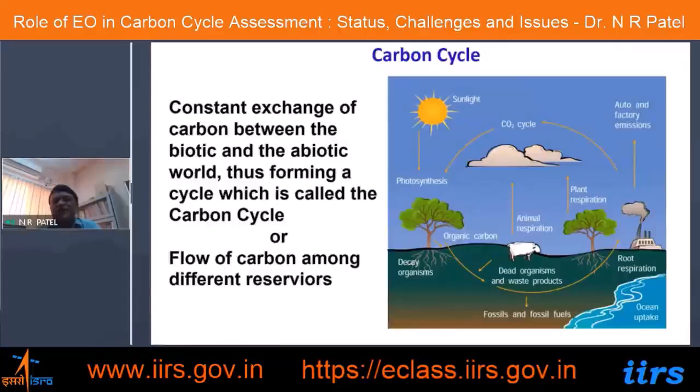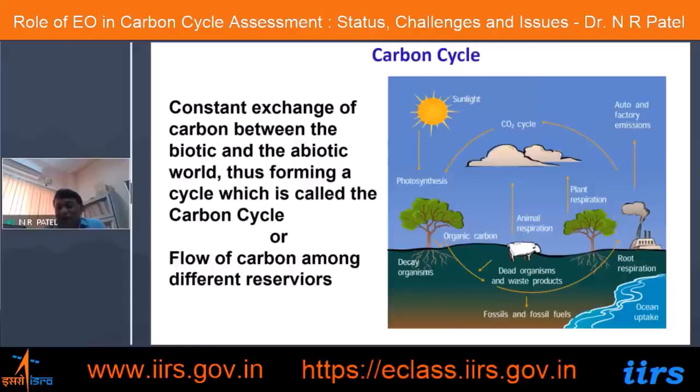So we understand the carbon cycle here. As I said, it is simply a flow of carbon among different reservoirs. It may be vegetation, soil, ocean, atmosphere, different reservoirs are there. Constant exchange of carbon between these biotic as well as abiotic worlds forms the carbon cycle.